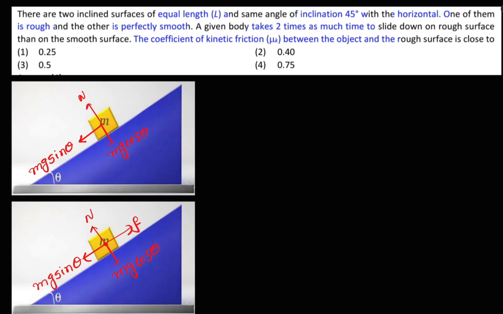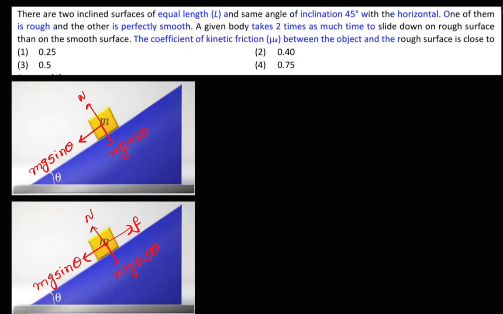So बच्चों, this is a question of motion on an inclined plane. You can see the figure. The first figure is a representation of the smooth surface, and in the second figure there is a rough surface. Now what happens? Here a block of mass m slides down the inclined plane, first on the smooth surface and then on the rough surface.